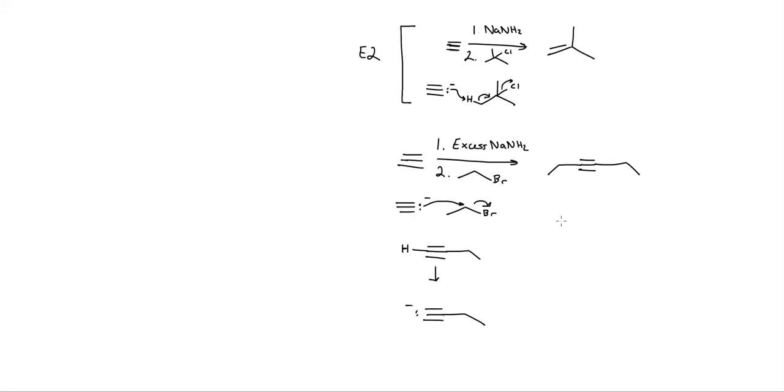So this can happen twice. All right. And I can add two different groups if I want. I don't have to add the same group. So I can add NaNH2 to something. And again, we're going to be using this. And then as a second step, I can put in some alkyl halide. And then as a third step, I can put in NaNH2 again. And then as a fourth step, I can put in another alkyl halide. Let's put in this one.